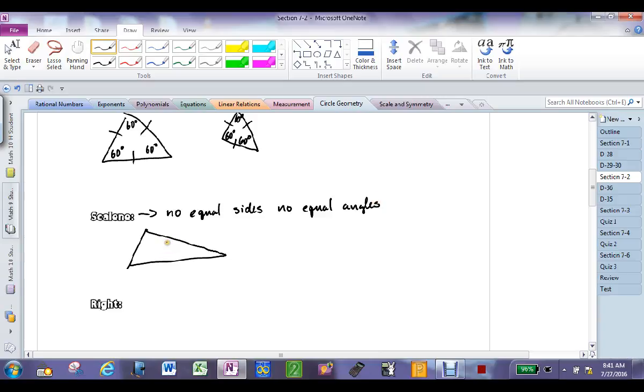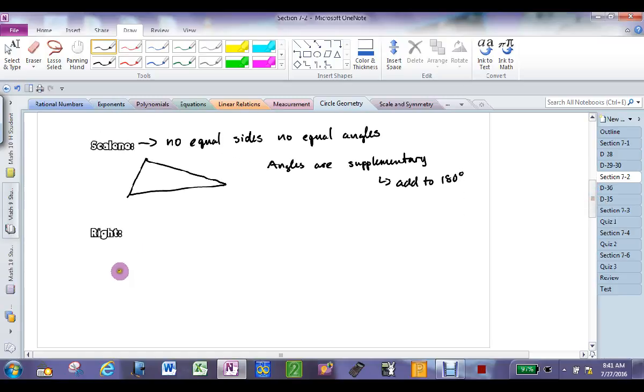What's the only thing we know about this triangle? Yeah, the angles are supplementary. What does supplementary mean? They add to 180. Cool? Okay. And then the last triangle you need is a right triangle, which we've done a lot of work with, yeah?